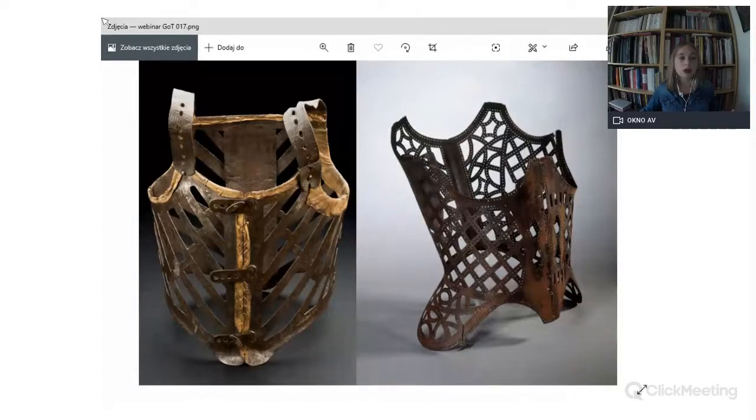For example, for women who had some problems with their back, with their spine, their main goal was to protect the body and reduce some back pain, or make the silhouette more straight in case of some problems with back and spine. So they're usually the ones that don't look so attractive, but they seem like they could be actually worn by someone.